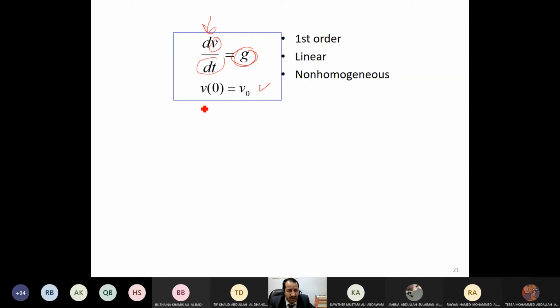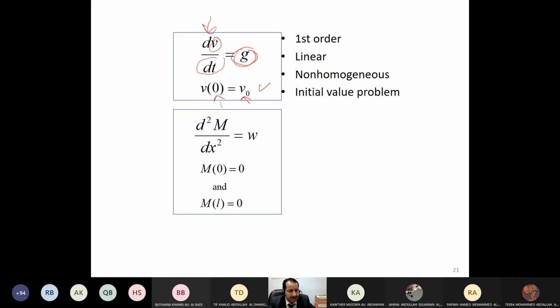See here, he gave me an initial condition. He told me at t0, v will have a value. So this is an initial value problem. Another example. This differential equation here, see how many times we differentiate?